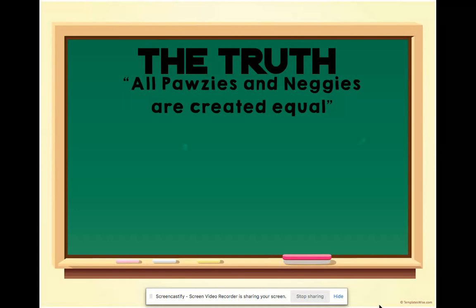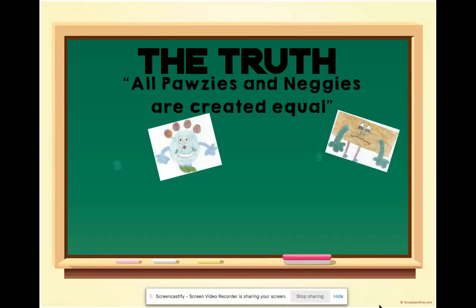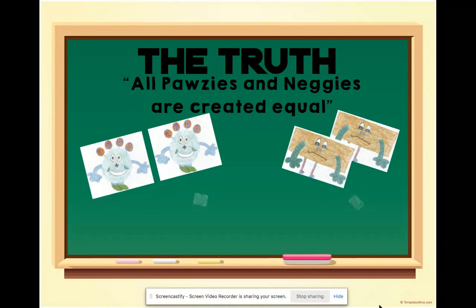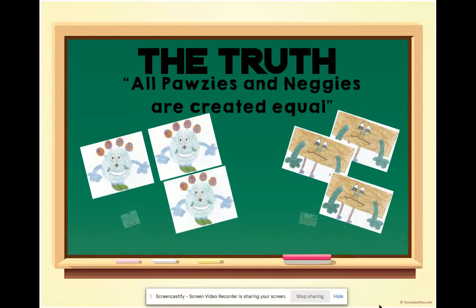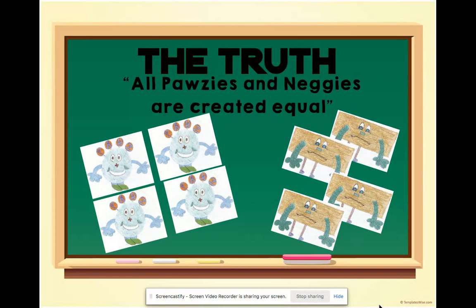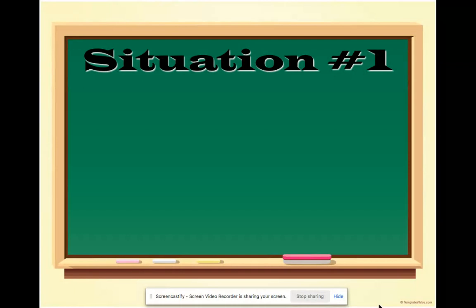And what that means is if I had, say, one Pawzie, one Neggie, or two Pawzies, two Neggies, or three Pawzies, three Neggies, or even four Pawzies, four Neggies, and it goes on, what is that equal to? Zero. They cancel each other out, right? Now, situation number one started with an M. What was that situation? Monopoly. Yes, Evan. Majority. Majority situation. Very good.